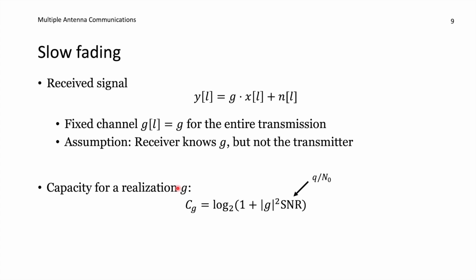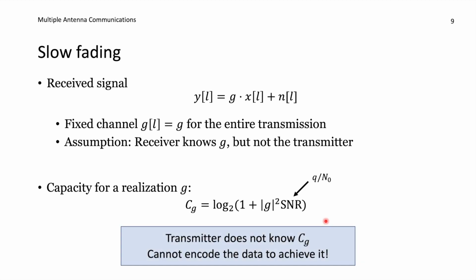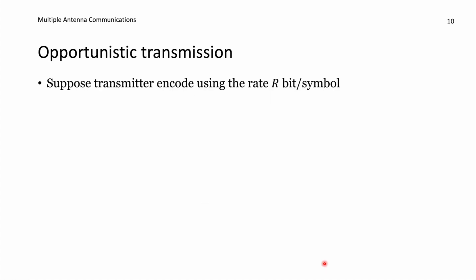Since the receiver knows g, it can compute this value, but the interesting new thing is that the transmitter doesn't know g, so it cannot compute C_g. Therefore, we cannot achieve this capacity because the transmitter doesn't know how to encode the data to get this particular data rate. So how can we handle this situation? Well, the transmitter needs to opportunistically select the data rate. It needs to select something in order to transmit data, so it encodes data using a rate R bit per symbol. It pretends as if that were the capacity.